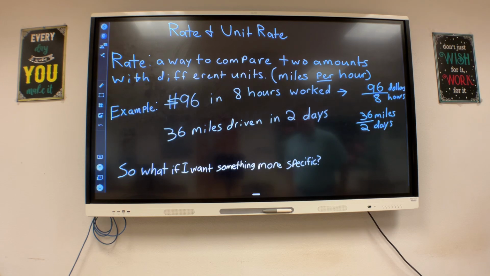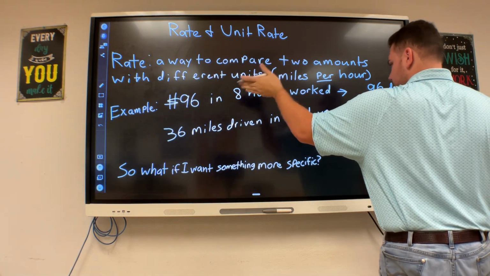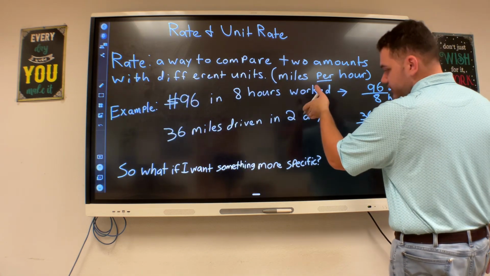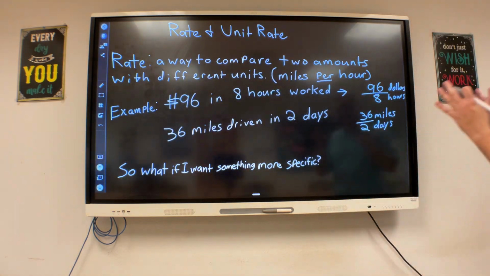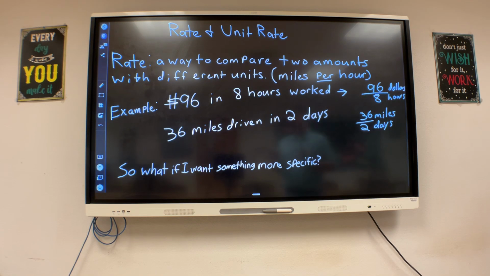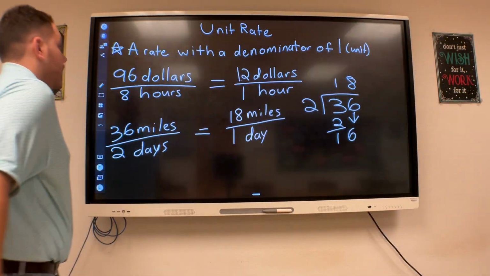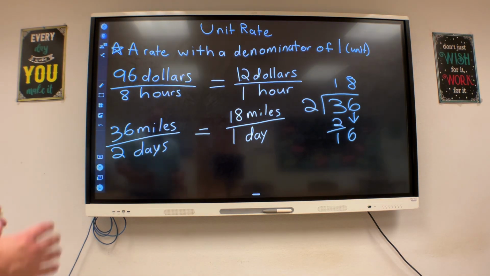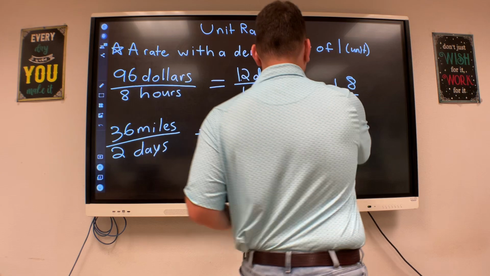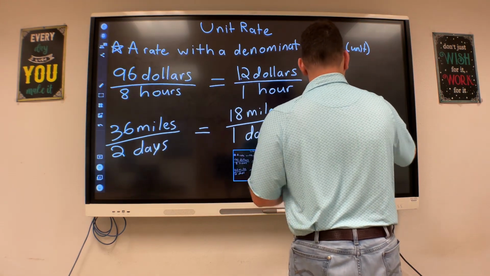For every hour we work, we're making so many dollars. And like I said, the rate is just kind of the big picture. It's the whole thing. We're not really looking at the hour, we're looking at the whole 8-hour day, I made $96. The whole 2-day road trip, we went 36 miles. So it's kind of the big picture. But if you're wanting to get a little more granular and say, well, I know I'm going 36 miles in 2 days, but how do I know how far I need to go on that first day? How do I know when I've gone far enough that I can stop and rest for the night? If you're wanting to get that specific, you would just break it down a little bit and do a unit rate, which is just going to be a rate with a denominator of 1 unit.